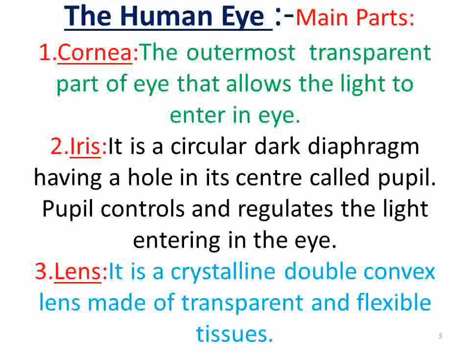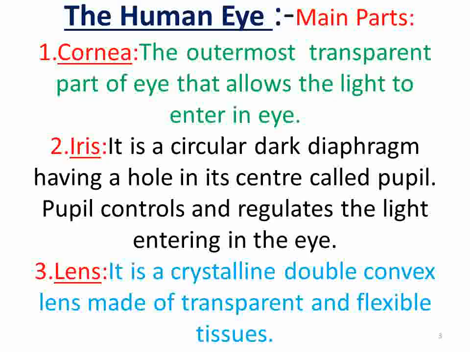Cornea is the outermost transparent part of the eye that allows the light to enter the eye. Iris is a circular dark diaphragm, just like the diaphragm we use in a camera. A controlled amount of light enters through the diaphragm, which has a hole at its center called the pupil. Pupil, in Hindi, is called putli. The pupil regulates the light entering the eye.